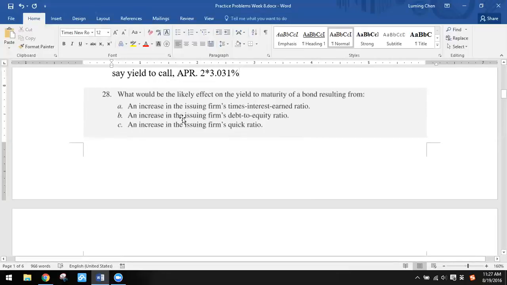B, an increase in the issuing firm's debt to equity ratio. If the debt to equity ratio is higher, then the default risk is higher. So the yield to maturity must rise to compensate the investor for the risk. C, an increase in the issuing firm's quick ratio. If the quick ratio rises, then the default risk decreases. So the yield to maturity must decrease.